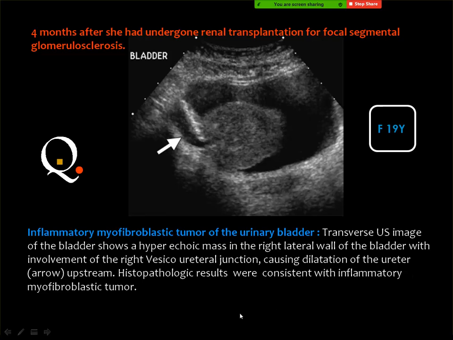The cystoscopic biopsy showed inflammatory myofibroblastic tumor of the urinary bladder that I have mentioned in the lecture, but you cannot predict the nature of this mass without the histologic proof.